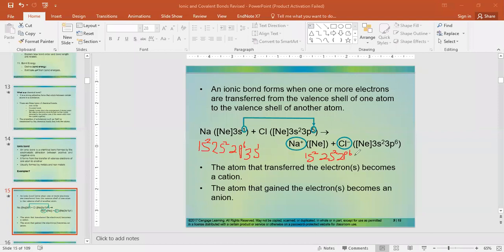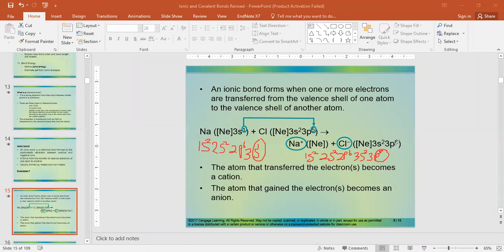Thank you. Then we have 3s2, and 3p5. Now, if you look at these two configurations, one for sodium and the other one for chlorine, this is the valency electron in sodium, and these are the valency electrons in chlorine.